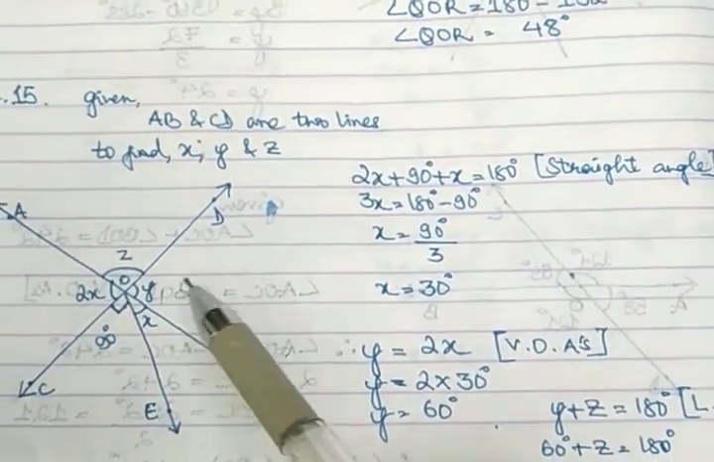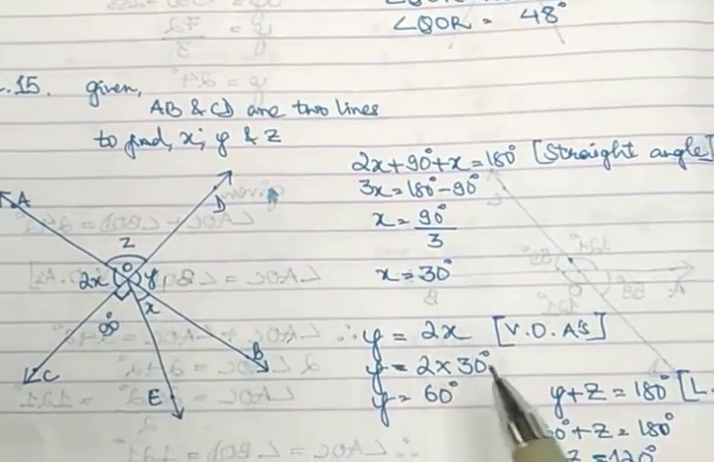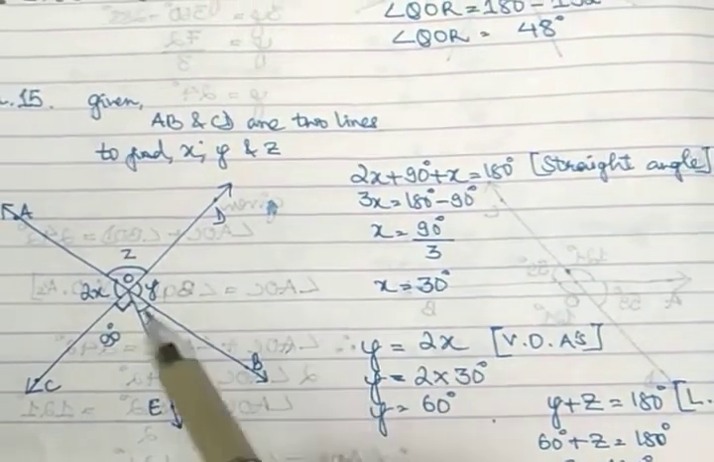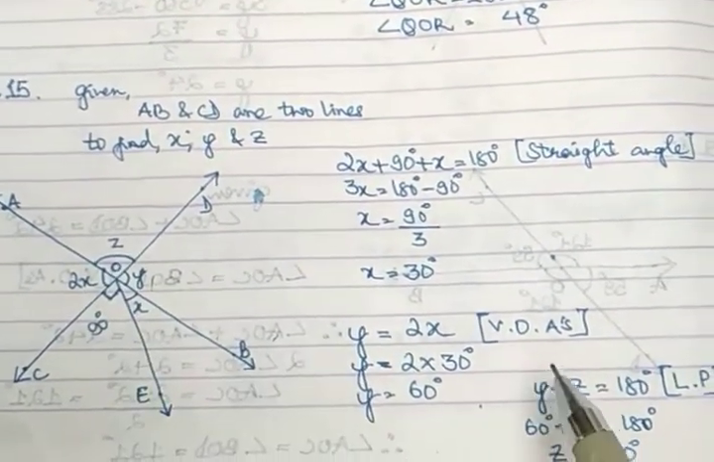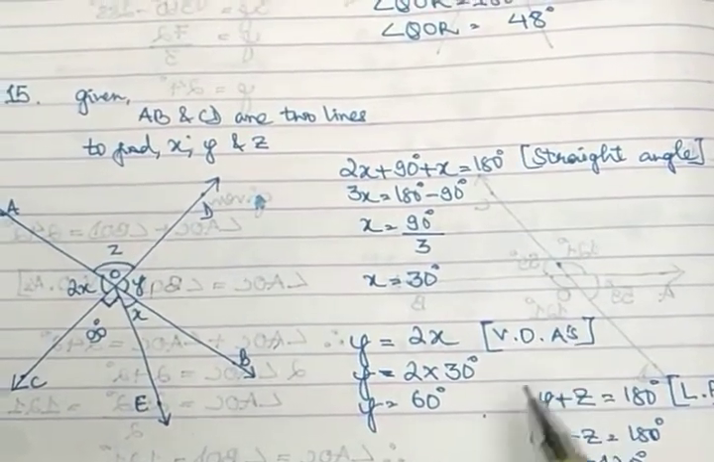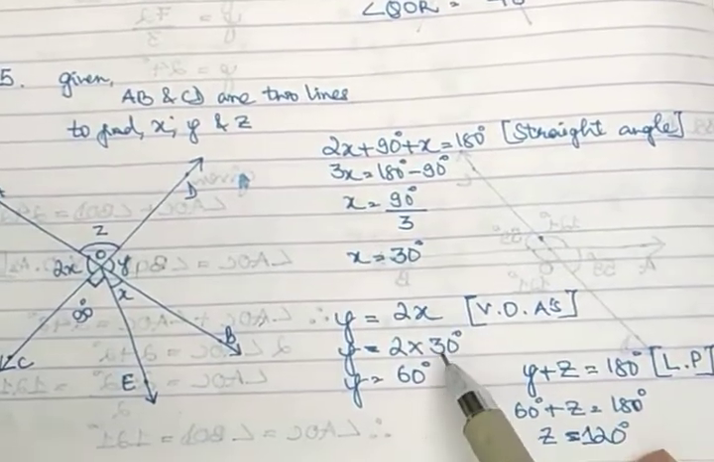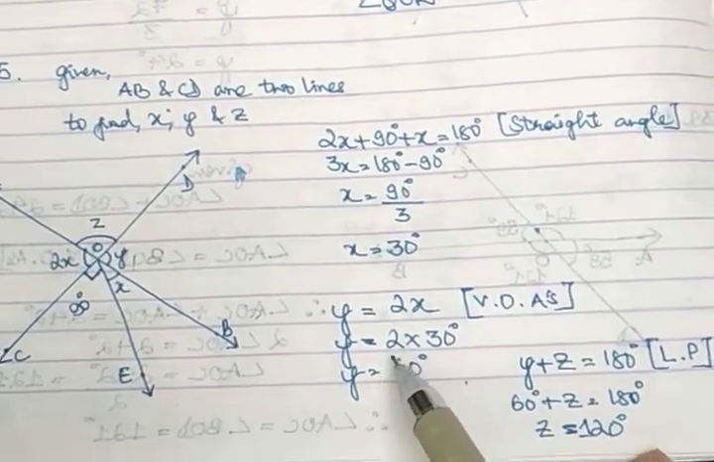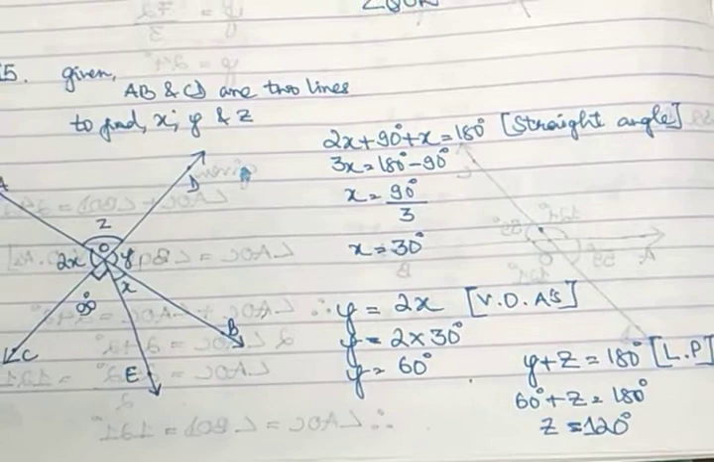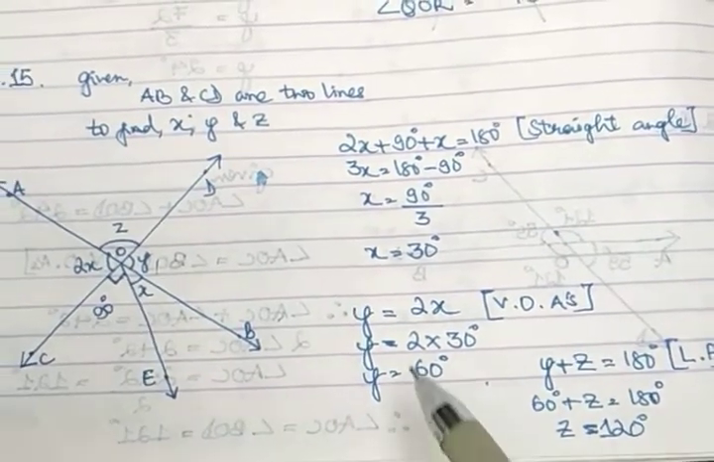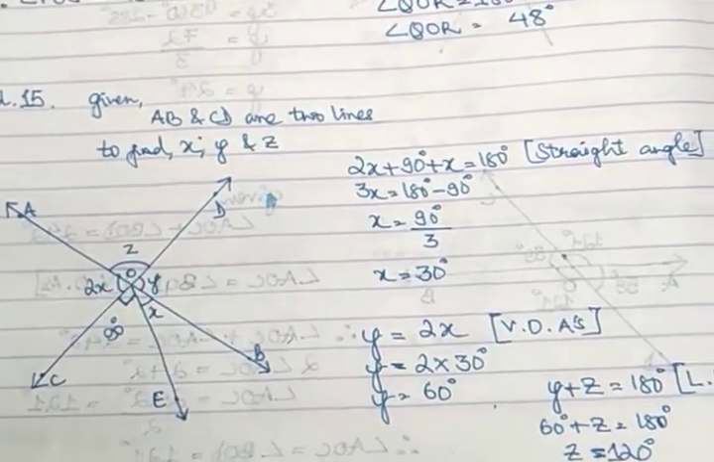Now as I have already told you, y equals 2x, that's what I have written out here. And what was the reason? It was vertically opposite angles. Now we know that the value of x is 30 degree, so I have substituted it here. X is 30 degree. So y equals 2 into 30, that is 60 degree. Now I got the value of y also as 60 degree.